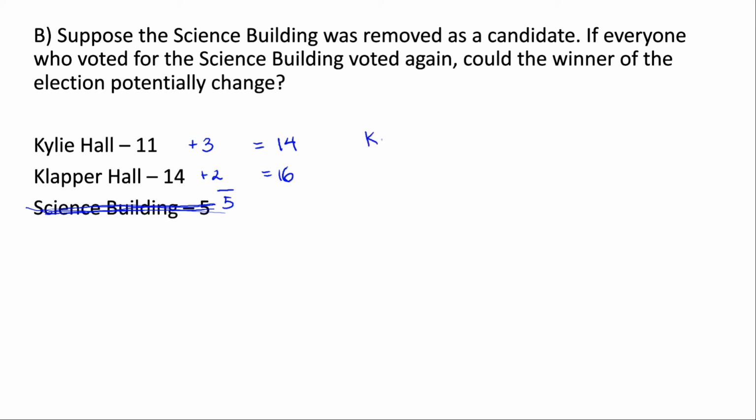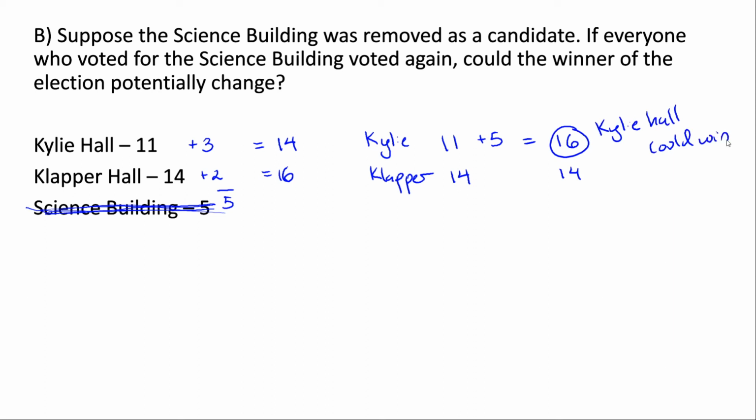But let's look at this again. So originally Kiely had 11 and Klapper had 14. Let's say all 5 people vote for Kiely Hall now. Well, if we add those 5 votes over there, we end up getting 16 and that's 14. Kiely Hall could win. That's one possible outcome.